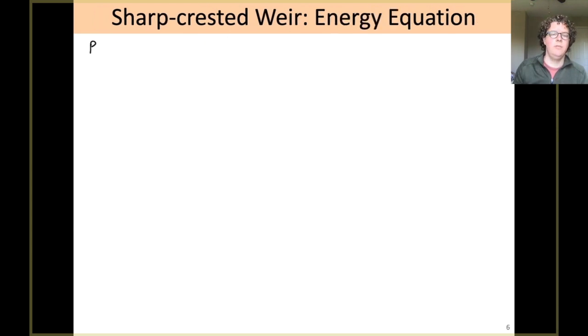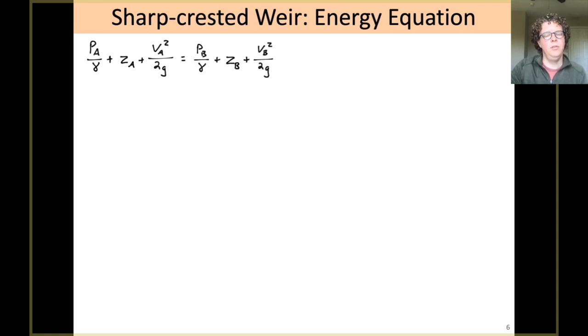Energy equation from A to B. This should look pretty comfortable to you. This is actually the Bernoulli equation. So we're assuming that there's no head loss as we go across that weir. And of course, that's probably not true, but we're at least assuming that it's minimal.